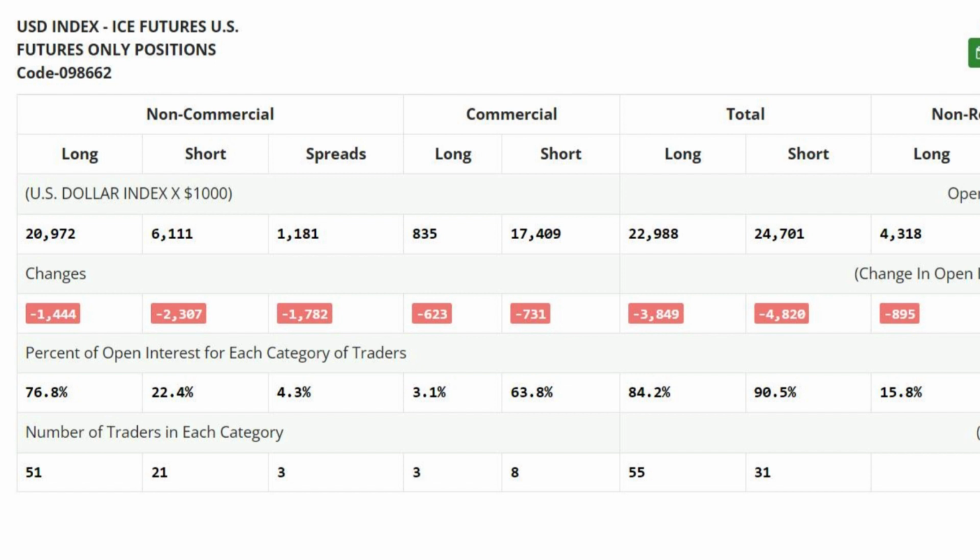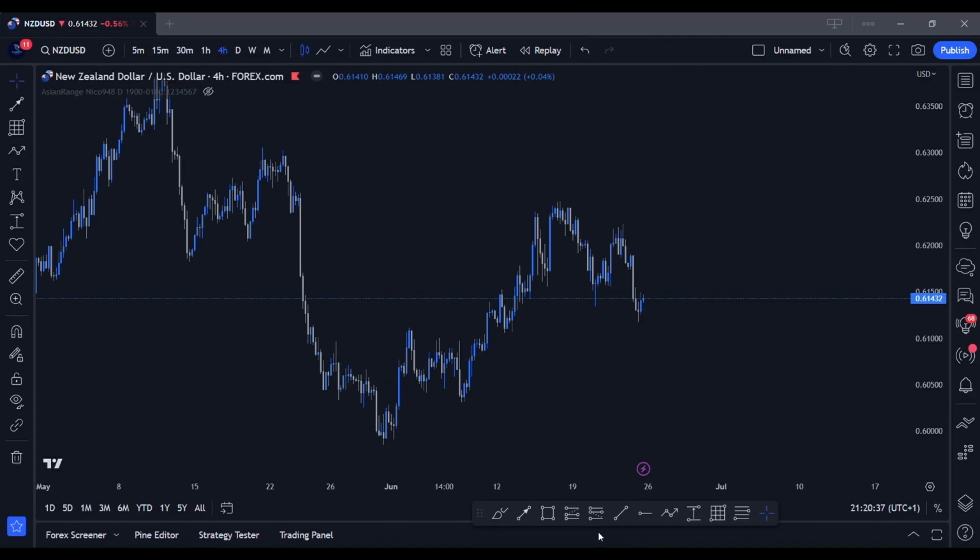So now that we've done with the fundamentals, let's go into the technical side of the market and find areas that we can enter into a short position, since we've already understood that the market is going to be favorable to short positions because New Zealand is weak and the dollar is strong. Now back to the charts.